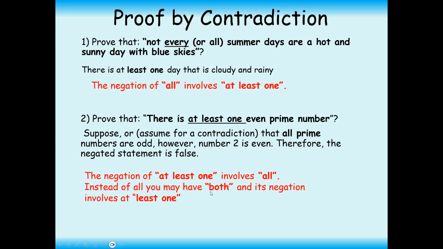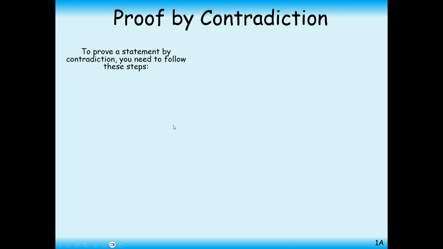Instead of all, you may have both in your question. So the opposite of both is at least one. The negation of both is at least one. So let's look at this example.